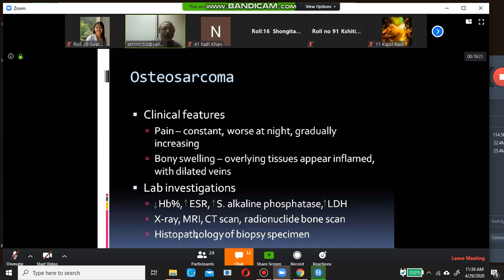Sometimes you cannot differentiate between an osteosarcoma, fibrous histiocytoma, or Ewing sarcoma. Only histopathology will guide you, give you the exact picture. What is the diagnosis? And fine, good enough.